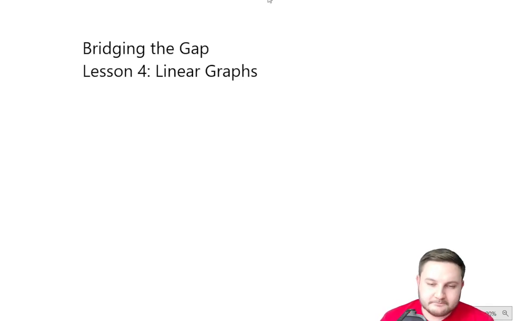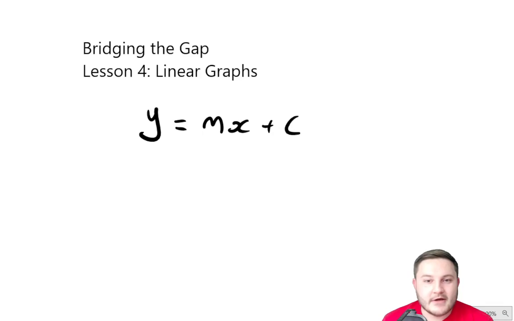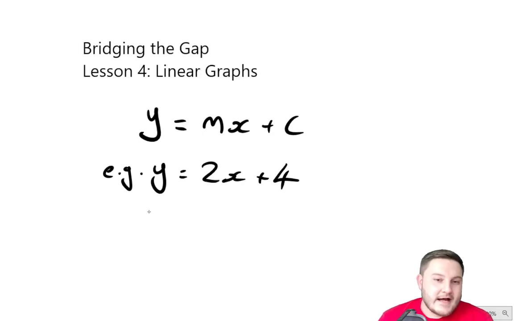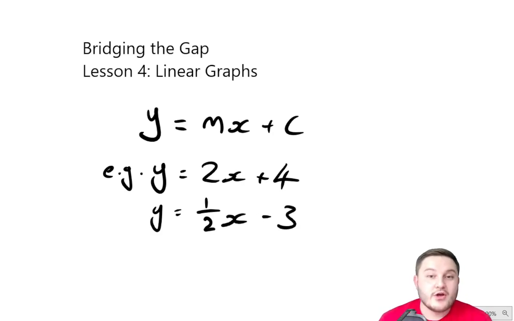So first of all, let's talk about the equations of linear graphs, and then we'll talk through some questions with that. At GCSE, you will have been told that every linear graph is in the form y = mx + c. To give some examples of what an equation might look like, it might look like y = 2x + 4 and y = 1/2 x - 3. Now, you can get linear graphs that are not in this form, and we'll talk about that in a little moment.